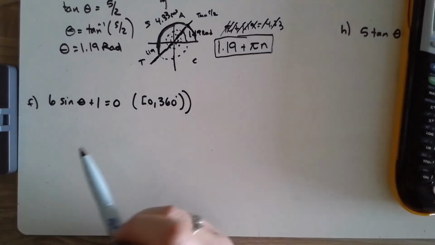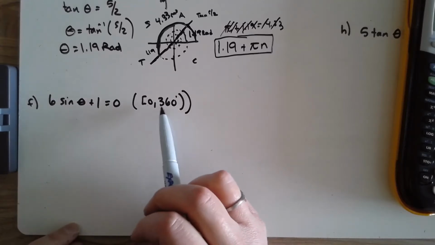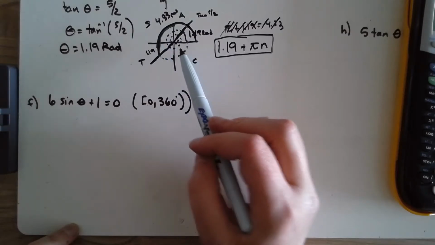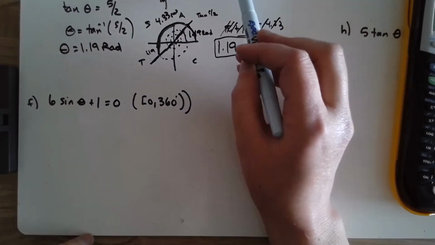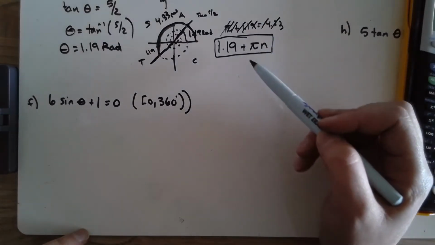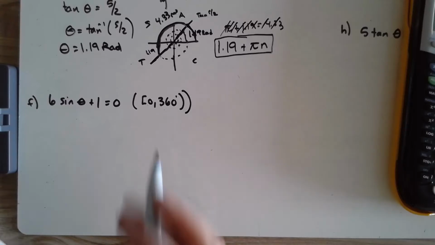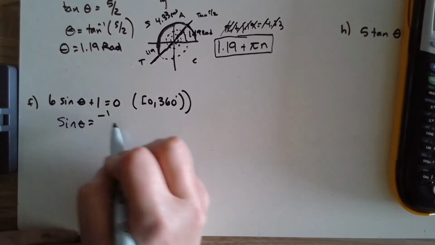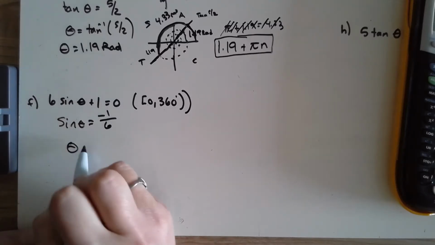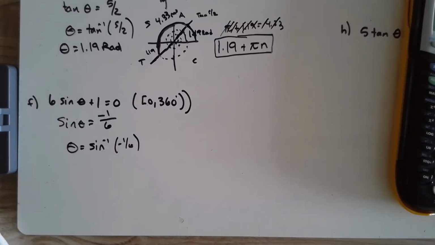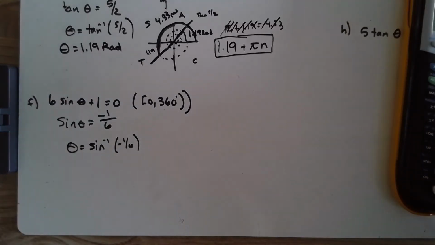Okay, this one's a little bit different because we're going to find our two answers on this interval between 0 and 360. So it's actually the exact same thing. We just write our answers as our radian or our degrees without adding anything. Okay, so sine theta equals minus 1 divided by 6. So theta is going to equal the sine inverse of negative 1/6. Okay, if I've ever gone too fast on these, pause the video, make sure you understand.